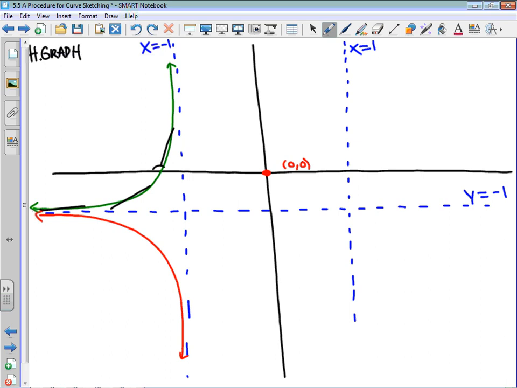Now, here's the beauty of even symmetry. If the far left from -infinity to -1 looks like that, then the far right needs to be a reflection across the y-axis. I didn't draw that very well, but we do see that this is symmetrical about the y-axis. So the y-axis should give us that mirror line so we can look at either side.